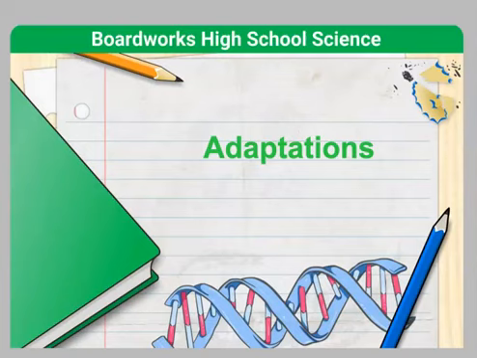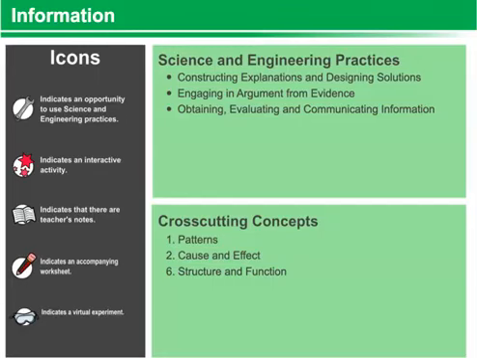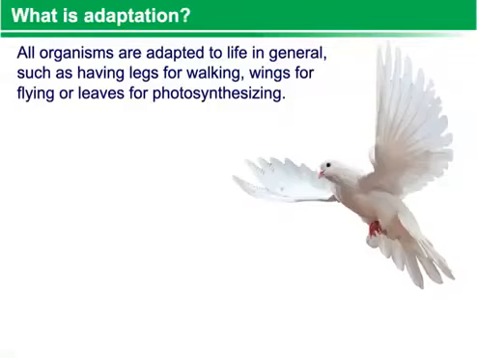We're going to start off our evolution unit talking about adaptations. Our science and engineering practices for this lesson include constructing explanations and designing solutions, engaging in argument from evidence, and obtaining, evaluating, and communicating information. And our cross-cutting concepts include patterns, cause and effect, and structure and function. So let's get into it.